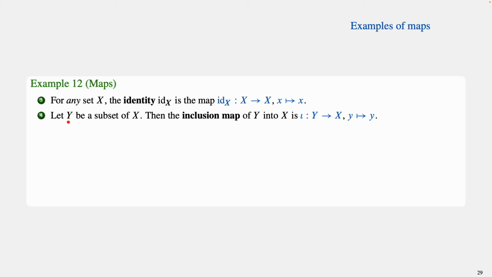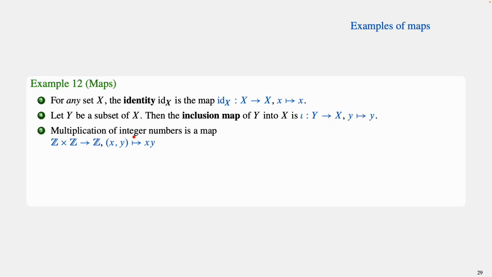Another very simple type of maps is the inclusion map. So if Y is a subset of X, then we can define the inclusion map of the subset Y into X, simply by mapping any element of the subset again to itself. So it's a bit similar to the identity, but here we have a smaller input set than our output set, but each element gets mapped to itself. So we think of this inclusion map as simply taking the subset and embedding it into its surrounding set X.